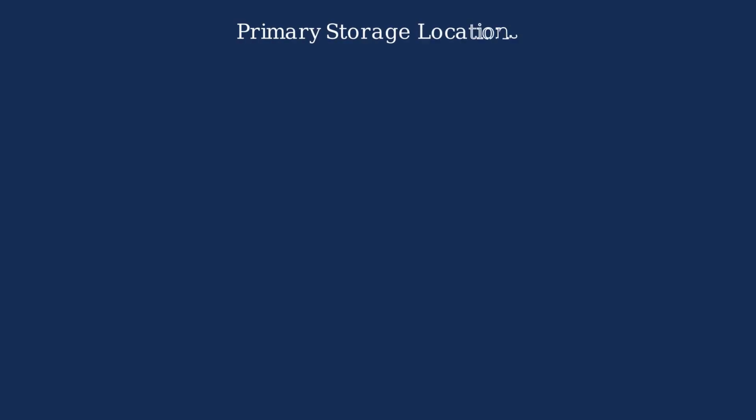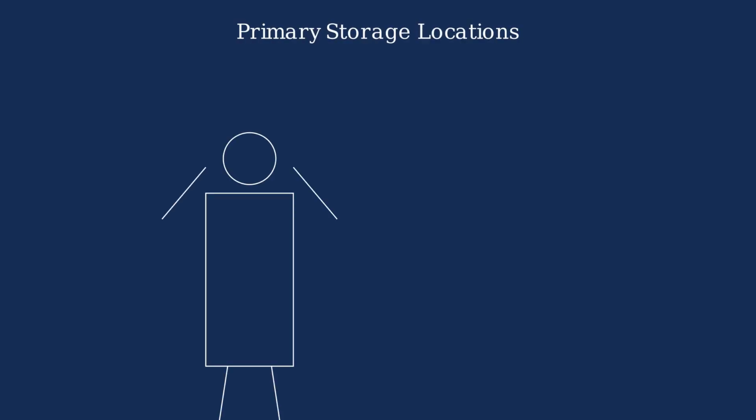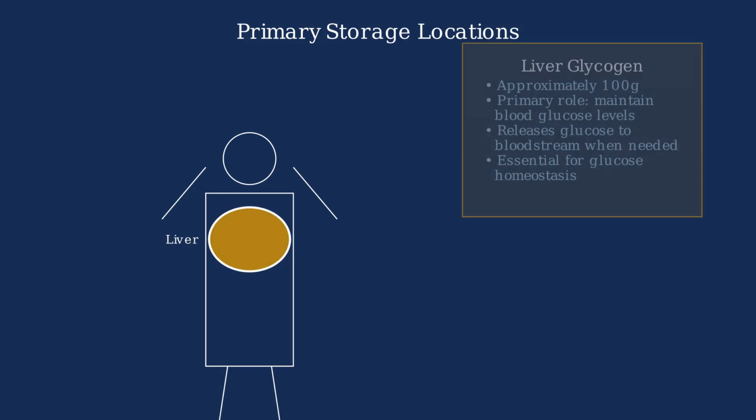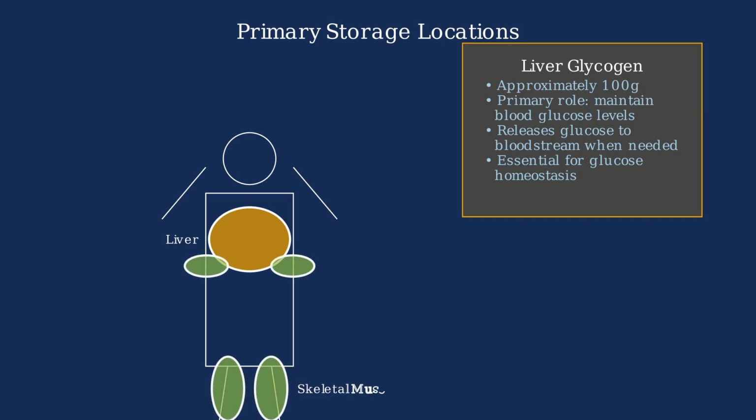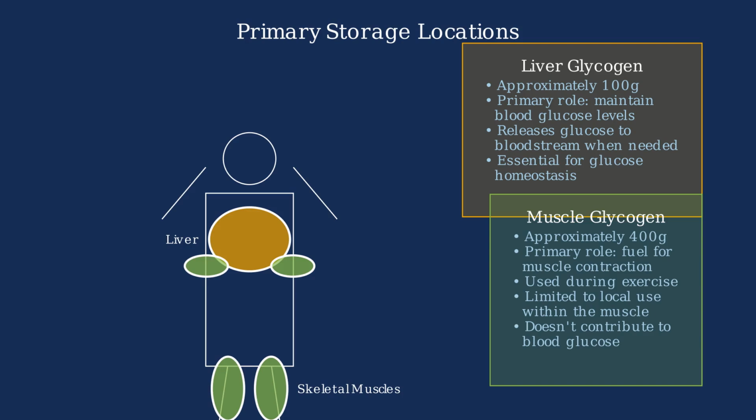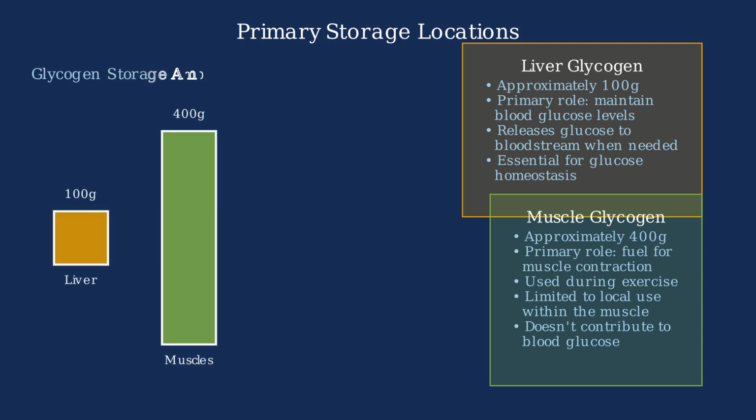Glycogen, the primary carbohydrate storage molecule in the human body, is stored in two main locations. The first major storage site is the liver, which contains approximately 100 grams of glycogen. The second and larger storage site is skeletal muscle, which holds approximately 400 grams of glycogen. These storage locations contain different amounts of glycogen, with muscles storing 4 times more than the liver.